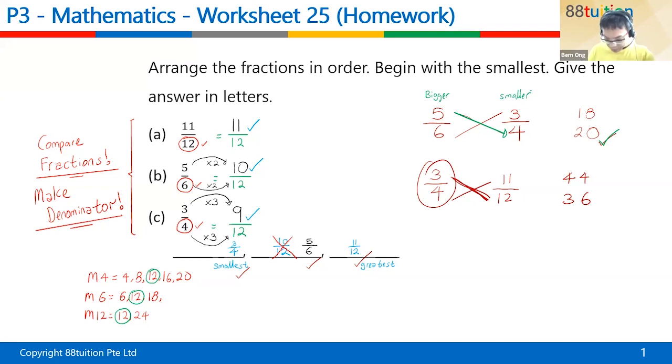Then after that, she compared the 3 over 4 and 11 over 12. So 3 times 12 down here is 36. 36 is smaller than 11 over 12. So this is smaller, is it? And this is bigger. Is that true? Yes, so you can write the number on top so you don't get confused.